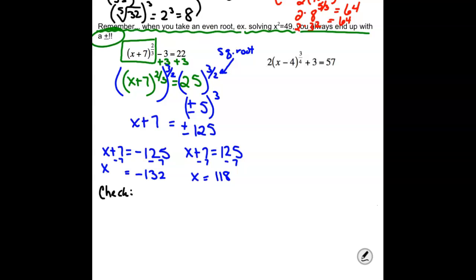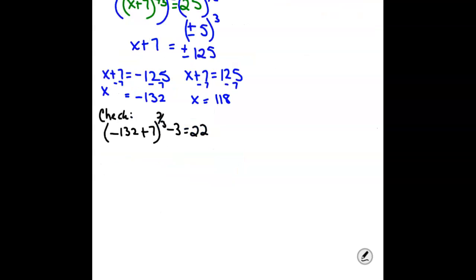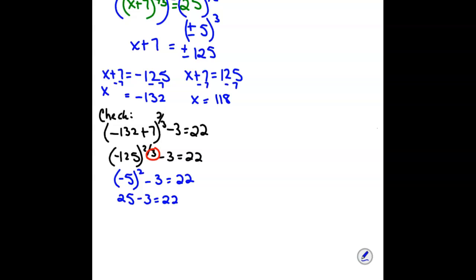So going back to the original problem, it said x, which in this case was negative 132, plus 7 to the 2/3 minus a 3 is supposed to equal 22. Negative 132 plus 7 is negative 125. If we cube root it, which is what we have right here, the cube root of negative 125 is negative 5. We then square it, subtract 3, we're supposed to get 22. When we square negative 5, we have 25. So this does appear to be working.